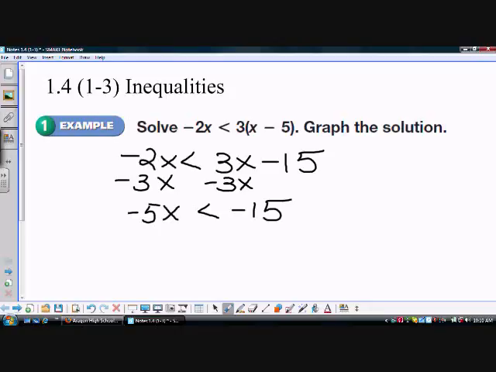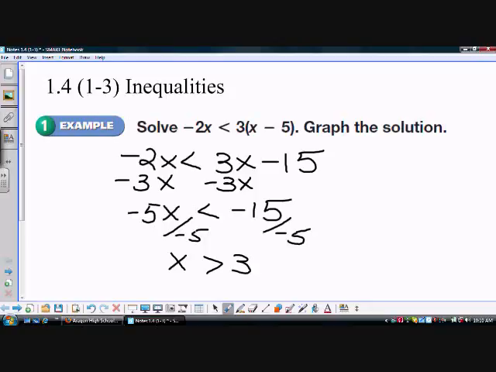Last step, the tricky one. Divide by negative 5 and switch the direction of the inequality, because we have multiplied or divided both sides of the inequality by a negative number.